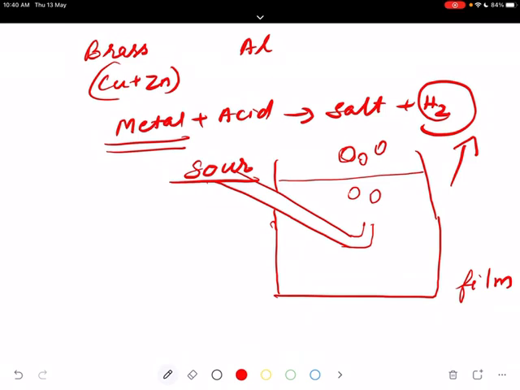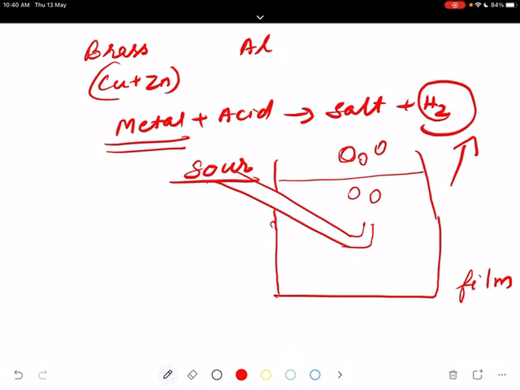So in that globule, in that bubble, hydrogen gas is there. When you bring a lighted candle to that, hydrogen gas will be burning with a pop sound. How will you test for the presence of the gas? You have to bring a lighted candle to these bubbles. The bubbles will be bursting with a pop sound.